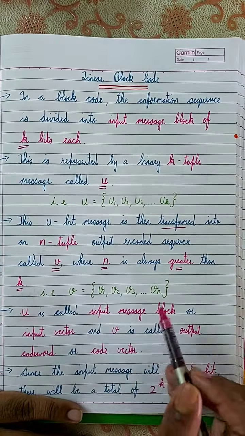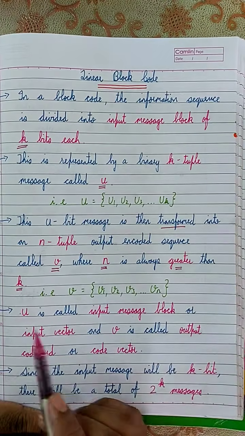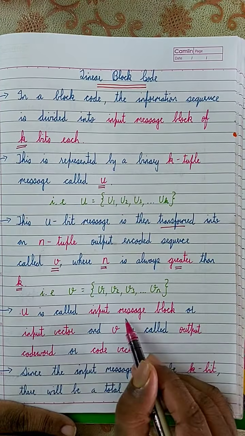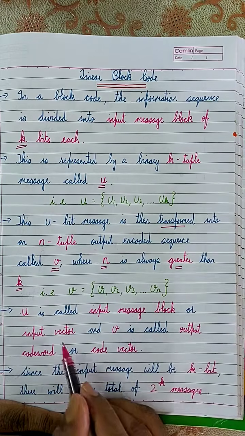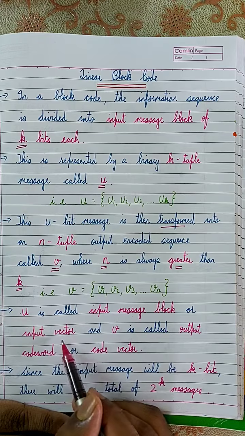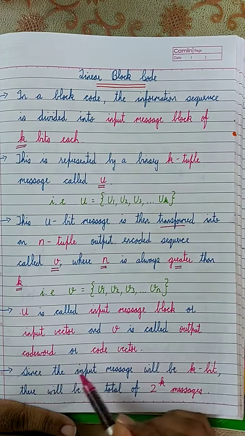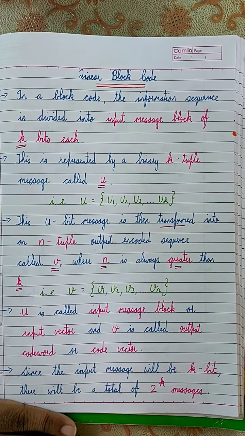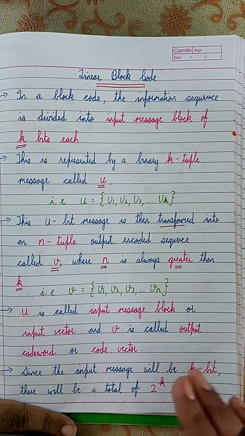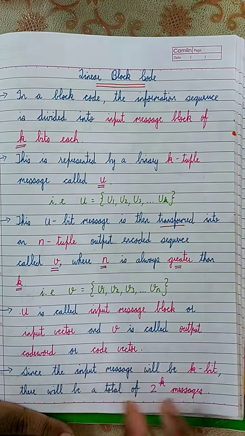That is V is equal to V1, V2, V3 up to Vn. So U is called the input message block or input vector. We either use input message or we also use the word vector. And V is called the output code word or code vector, or simply output code, we sometimes use the word, but this is more precise. V is called the output code word, right?